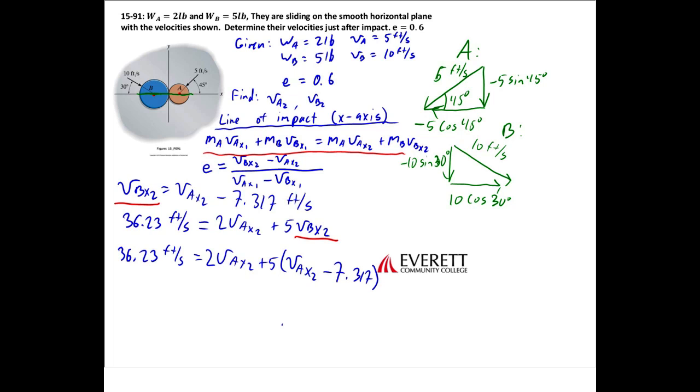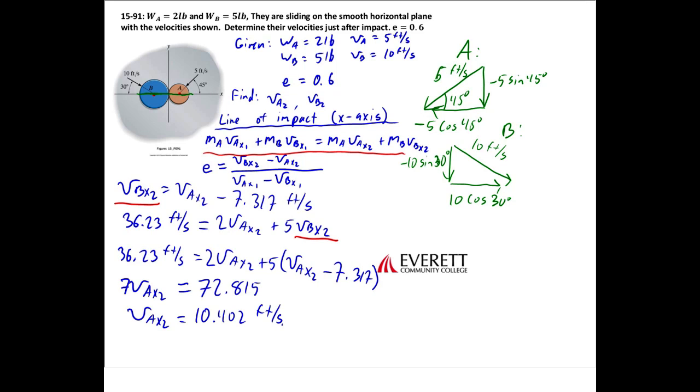We can multiply this out and move the VAXs to the other side, so we end up with 7 VAX2 equals, multiply the 5 by the negative 7.317, bring it to the other side, and we end up with 72.815. So our VAX2 is going to be equal to 10.402 feet per second.